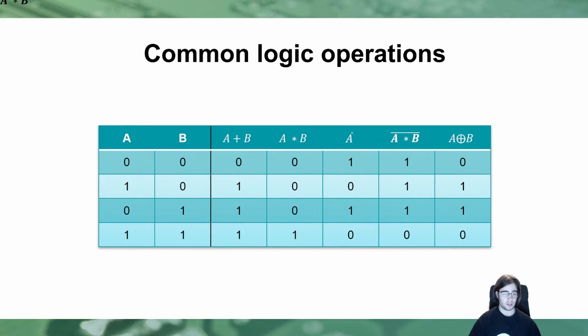It is true if one of A and B is true, but not both together.